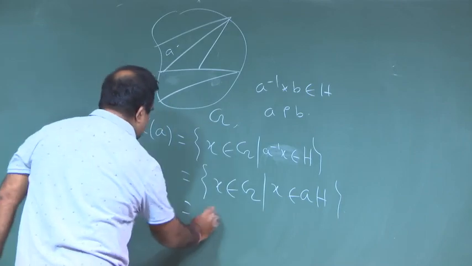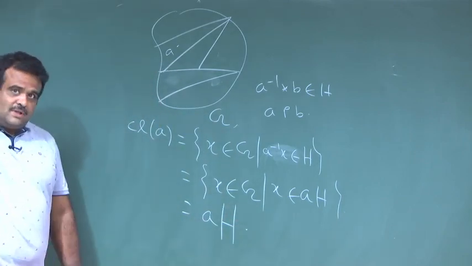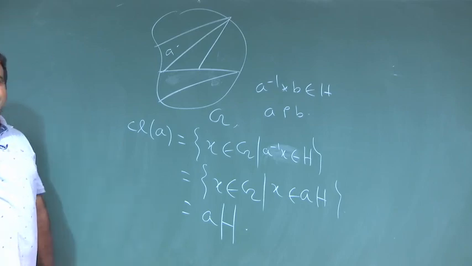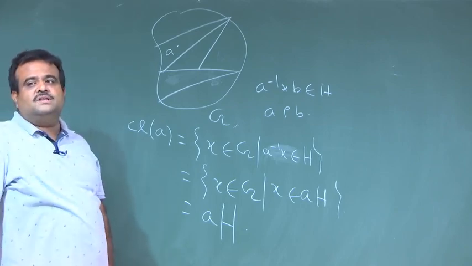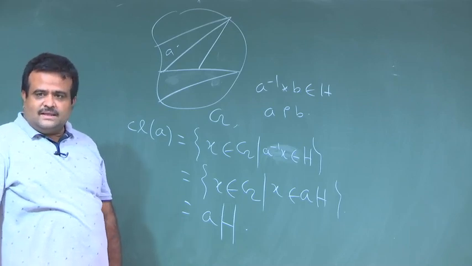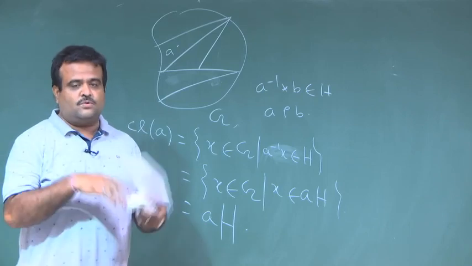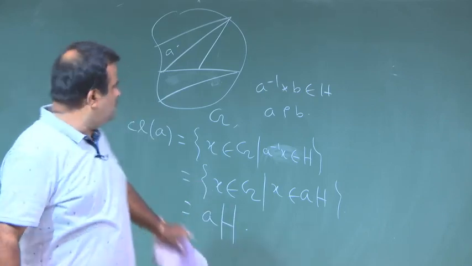So, this means this is H. So, this is the left coset. These equivalence classes will basically be the left cosets, and we know left cosets are either the same or disjoint. So, this set of left cosets will form a partition on this group G.